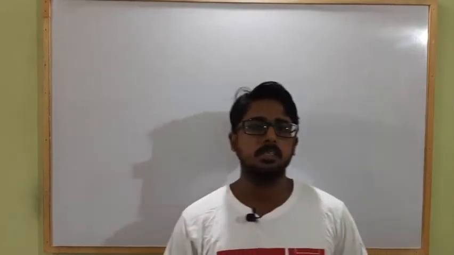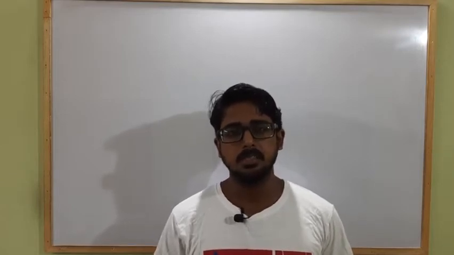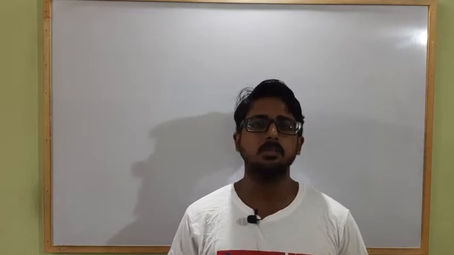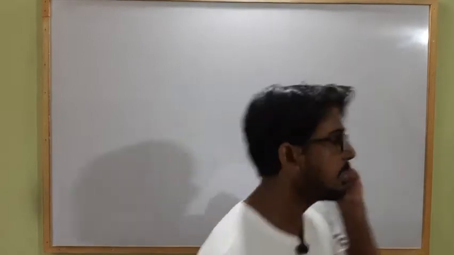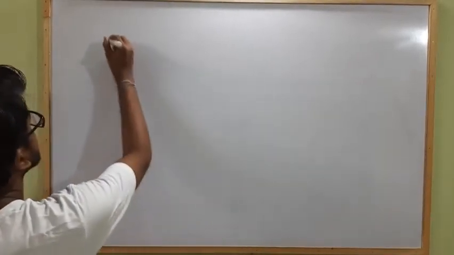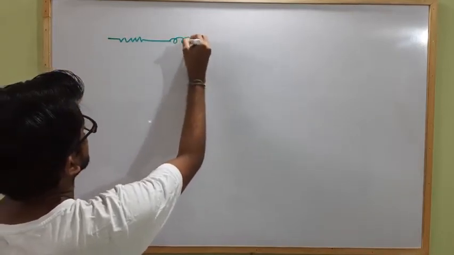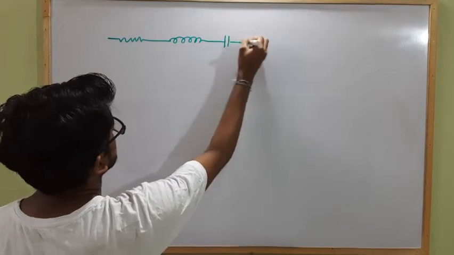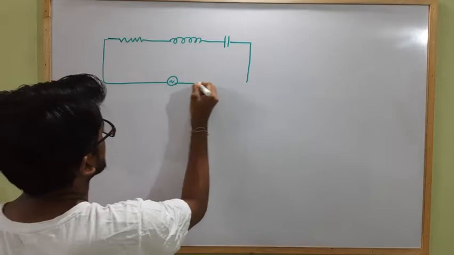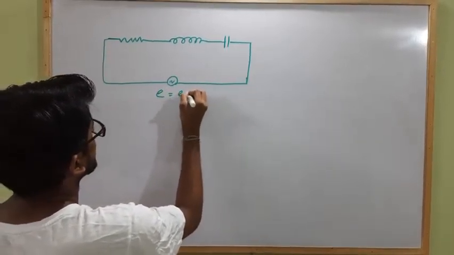Hello students, in the last class we already discussed what a series LCR circuit is, how to find the impedance of a series LCR circuit, and what the natural frequency of the series LCR circuit is. That is, if we use a resistor, an inductor and a capacitor all in series in a circuit which is connected with an external alternating EMF source which will provide an EMF E equal to E naught sin omega t.